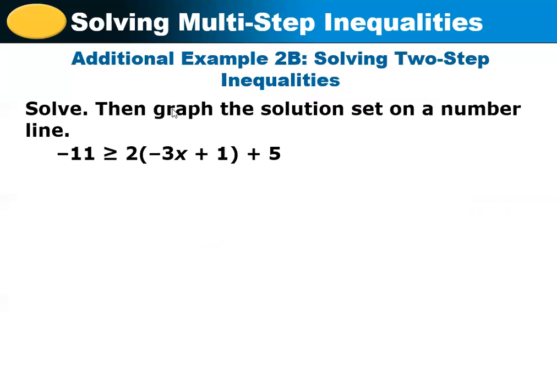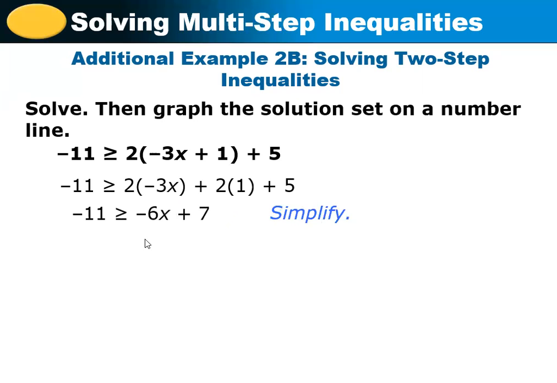Another question. What about if you have a number before the parentheses? Number before the parentheses, so we have to use the distributive property first. So negative 11 and then 2 times negative 3x and then 2 times 1 plus 5. It will be negative 11 more than or equal negative 6x plus 7. It becomes a normal inequality now.